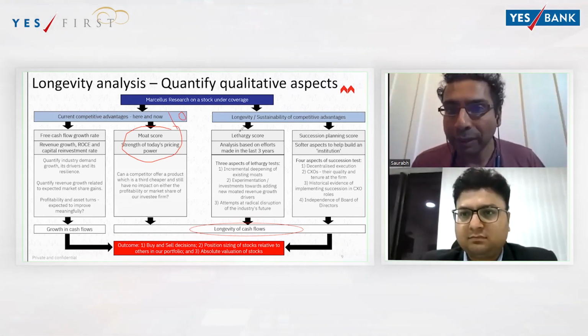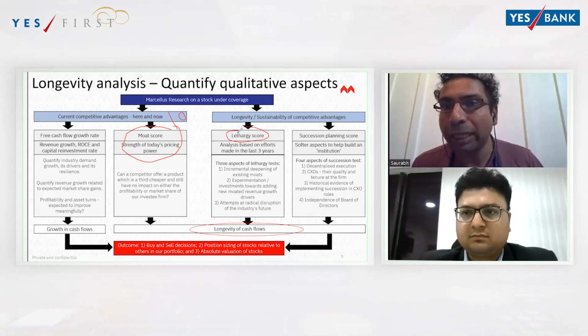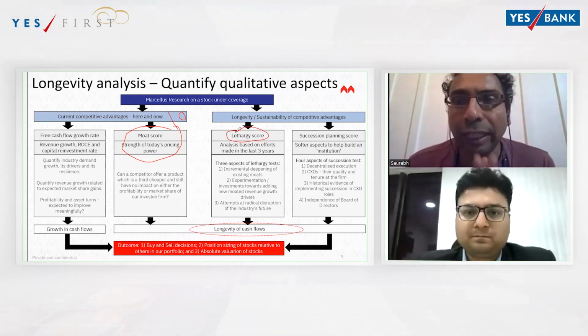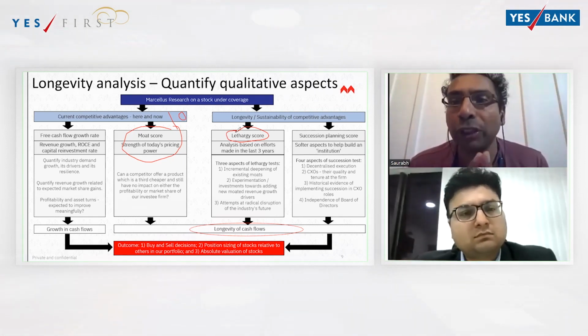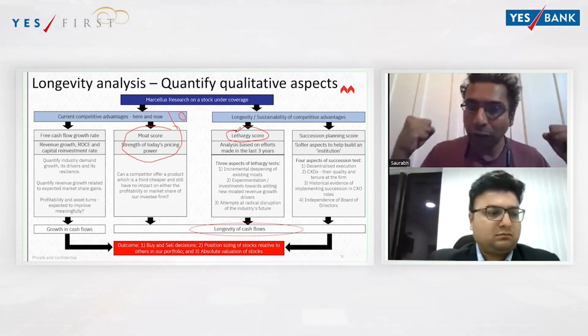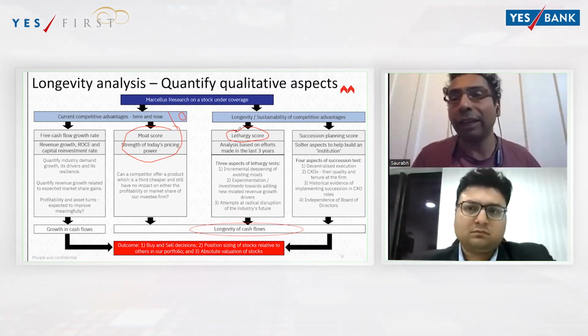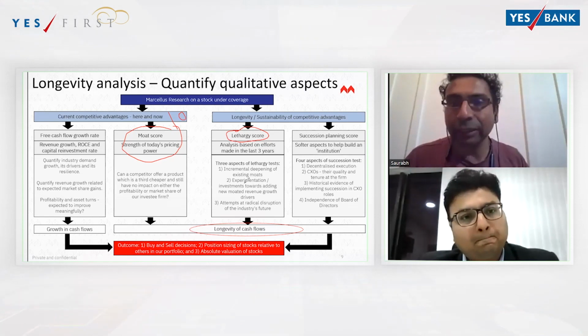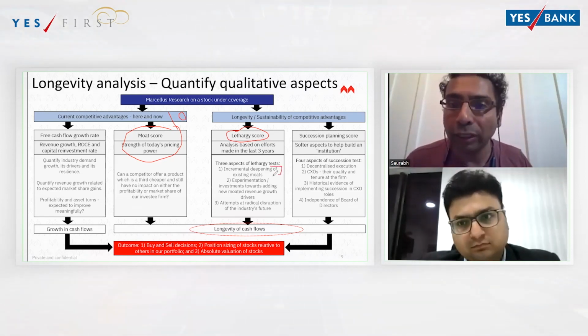The second thing is to give a score on lethargy. By lethargy we mean the efforts, the initiatives taken by the management team to kill the competition and strengthen the franchise. Strengthen the franchise, kill the competition. What are the initiatives being taken? To help our analysts break this up, we have three different types of research we ask them to do.